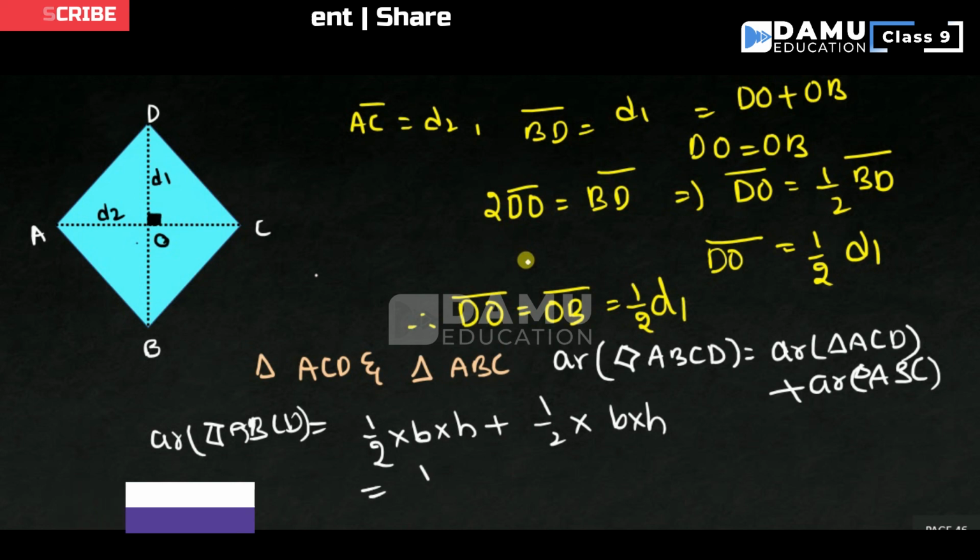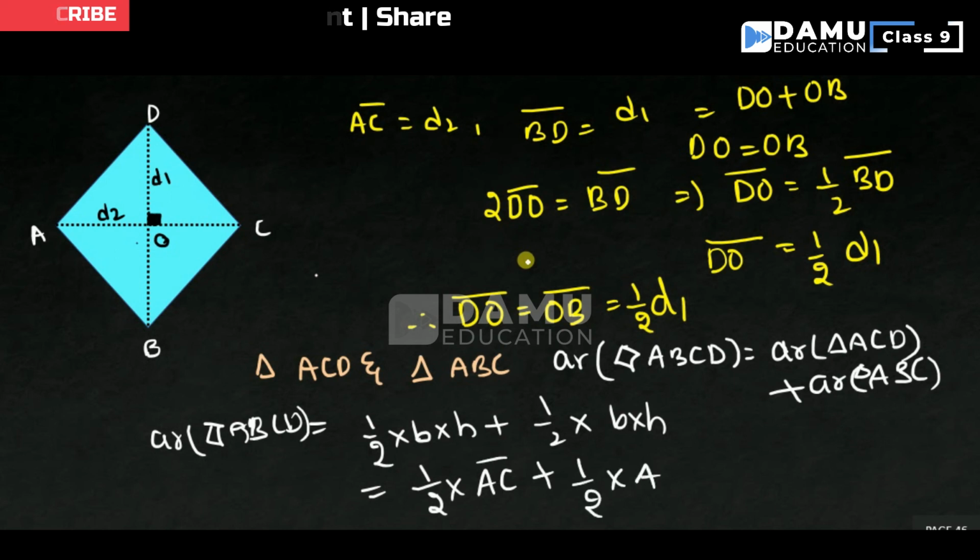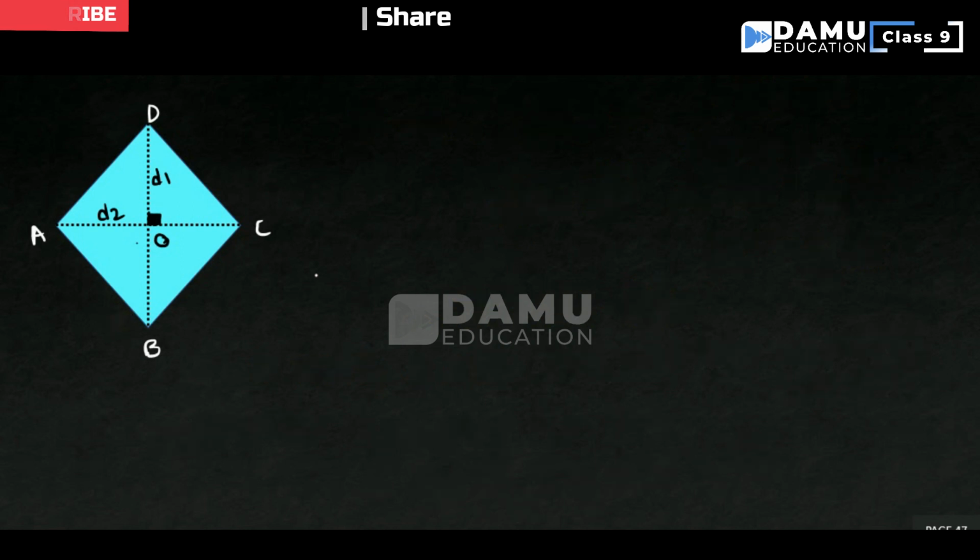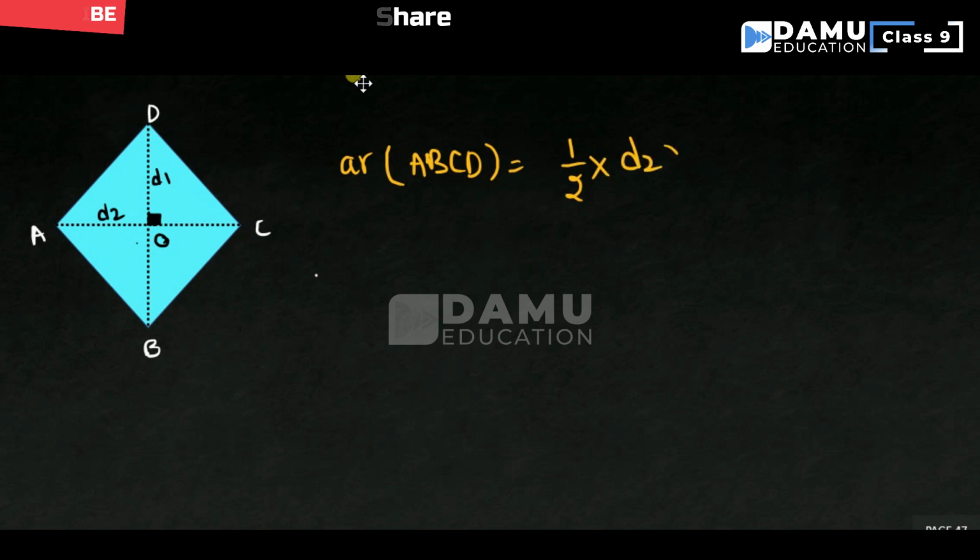In the triangle ACD, the base is AC and the height is DO. Here also the base is AC, and the height is OB. So the area of rhombus ABCD will be equal to half into base into height: the base is D2 and the height is D1 by 2, plus half into base D2, with height D1 by 2.